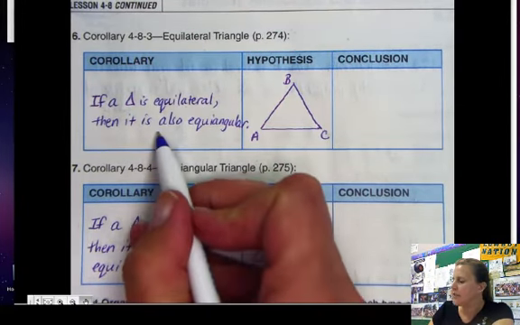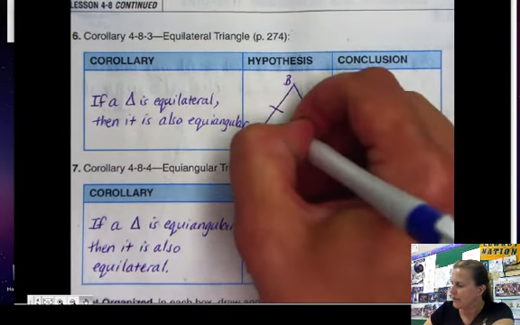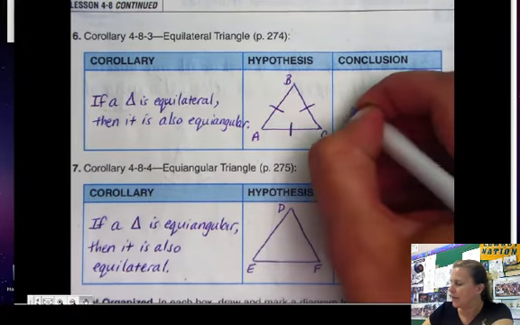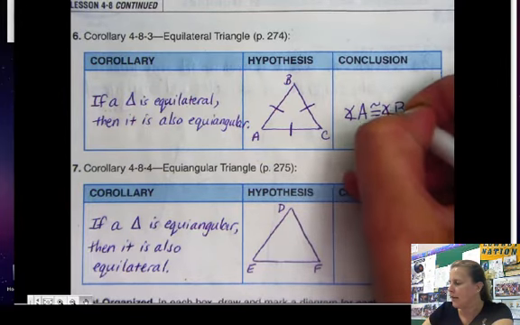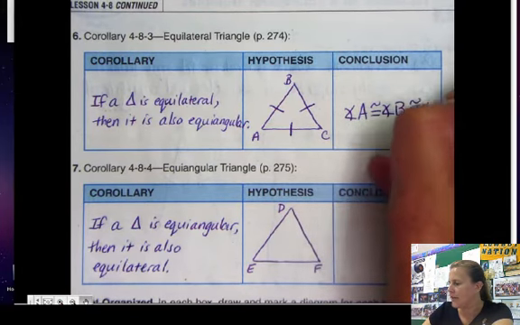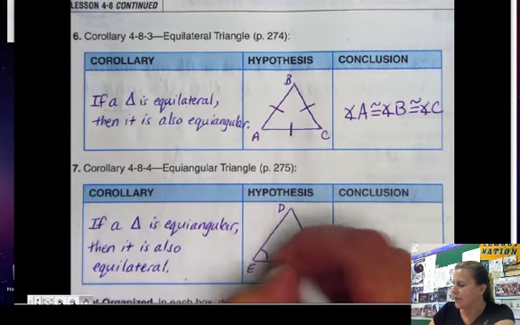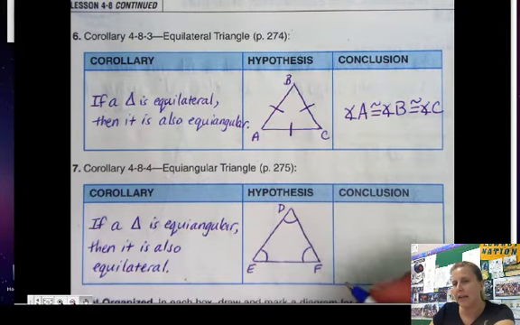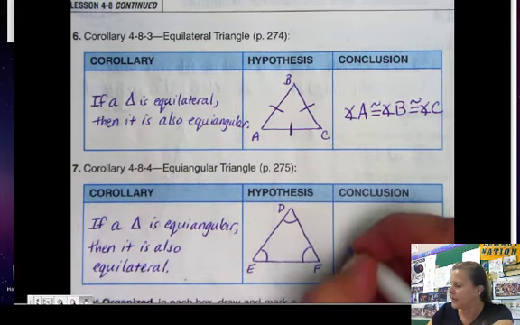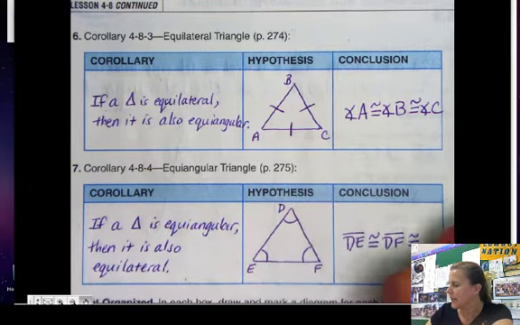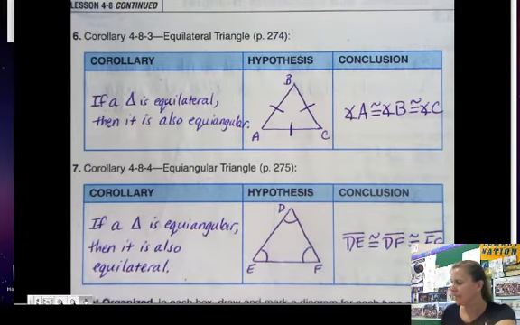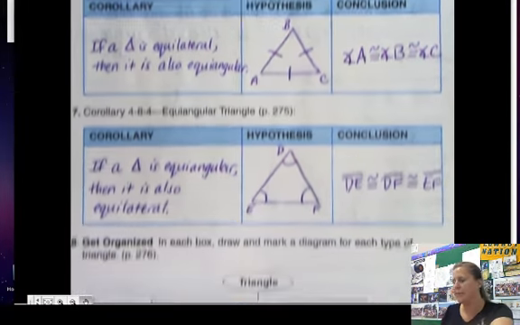If a triangle is equilateral, then it is equiangular. So angle A is congruent to angle B is congruent to angle C. If a triangle is equiangular, then it is equilateral. So DE is congruent to DF is congruent to EF. Okay, so let's do a couple of examples down here.